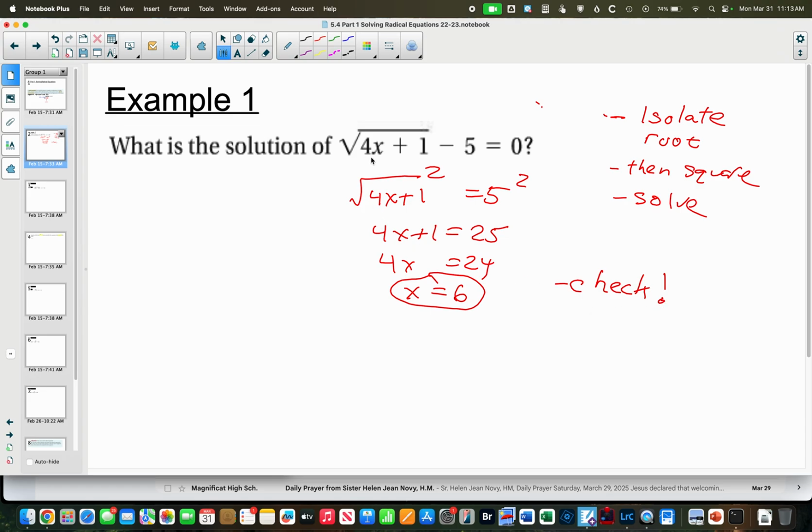So 4 times 6 is 24, plus 1 is 25. The square root of 25 is 5. 5 minus 5 is 0. So it works after we check it out.